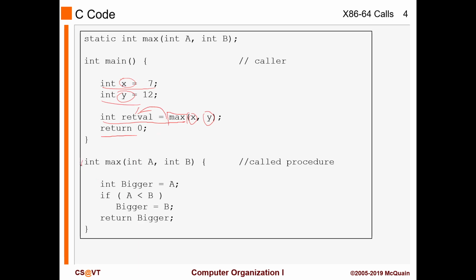The procedure or function itself is int max. It has two parameters, int a and int b. It's going to have a local variable called int bigger, and we're going to assign a to it. If a is less than b, bigger is going to be b. Otherwise, a is just going to be the bigger. Okay, and then we're returning the value bigger. So over here, bigger is an integer, right? And the return type is integer. So these are some of the things you need to notice over here. So let's see how it looks in the assembly.